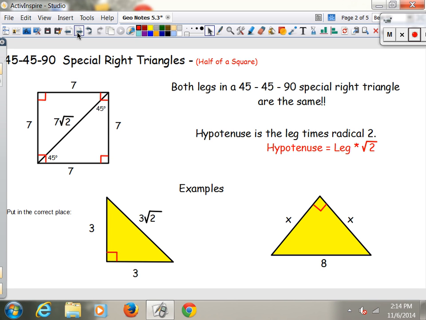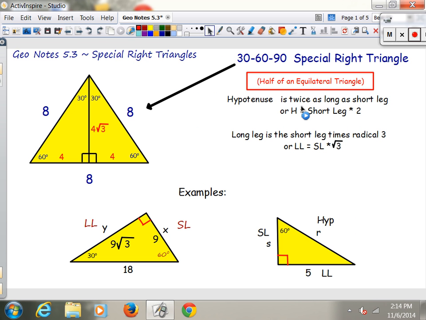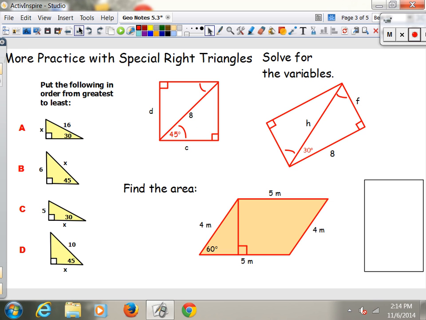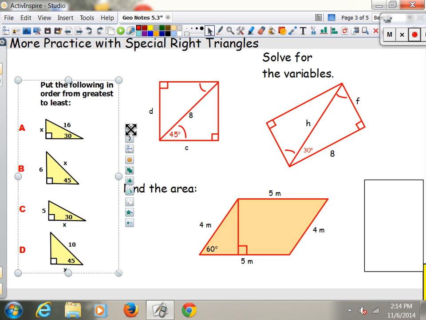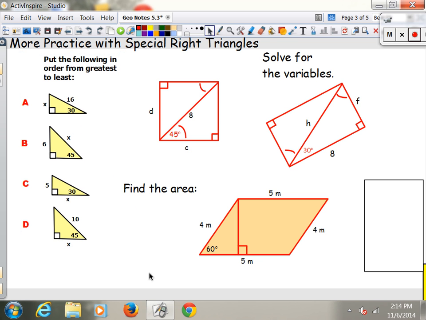So that is the formula for the 45, 45, 90. Yep. 30, 60, 90. There were these 2 formulas. All right, let's look at a couple of them. Now, I want you to try this on your own first. I want you to take these 4 little triangles. 2 of them are 30, 60, 90s, and 2 of them are 45, 45, 90s.